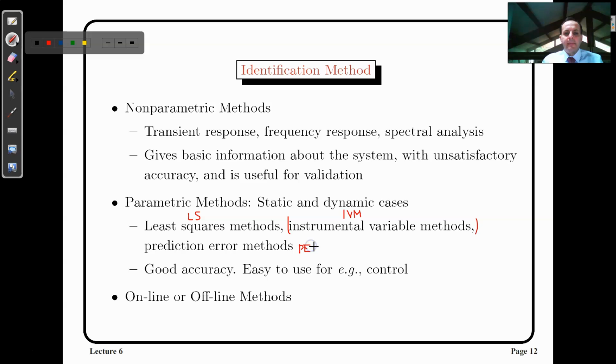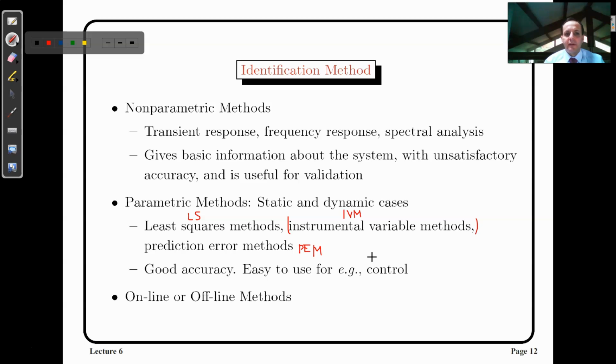PEM. PEM is more accurate, so it normally provides more accurate estimations for your parameters, but on the other hand it is mathematically more complicated, because the algorithmic complexity is heavier, is more important.